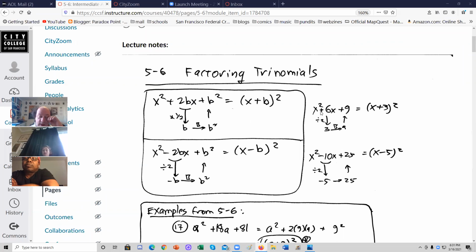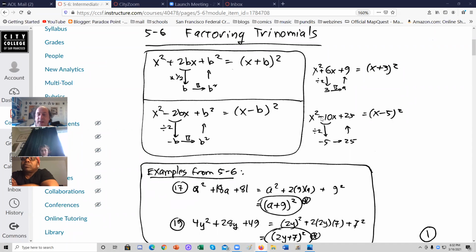For example, x squared plus 6x plus 9. To factor that, we take half of 6, that's 3, and it goes here. Square that, it's 9, and it checks with that, so this works. So x squared plus 6x plus 9 will be the square of x plus 3.